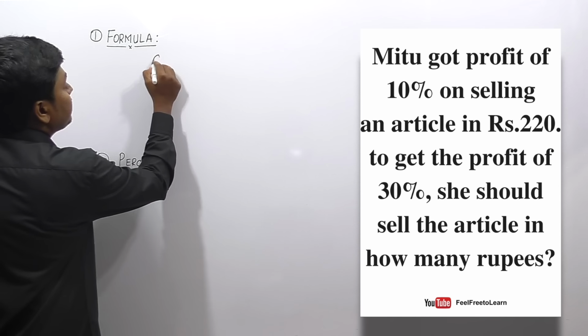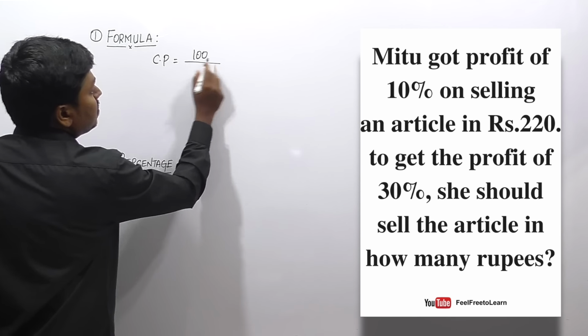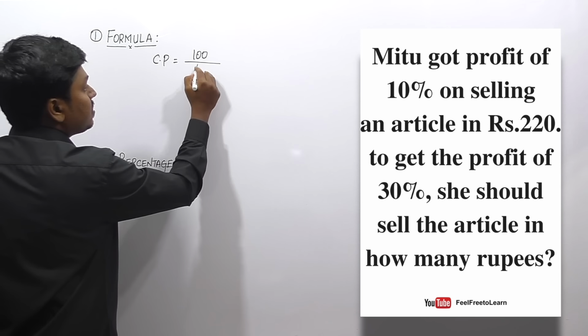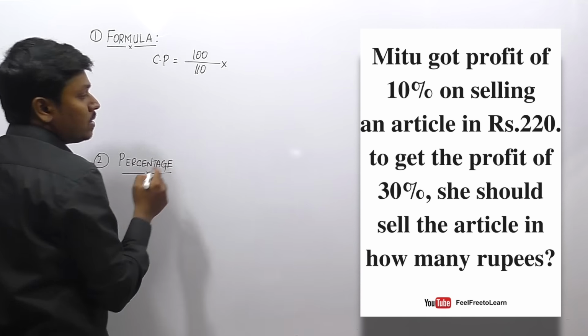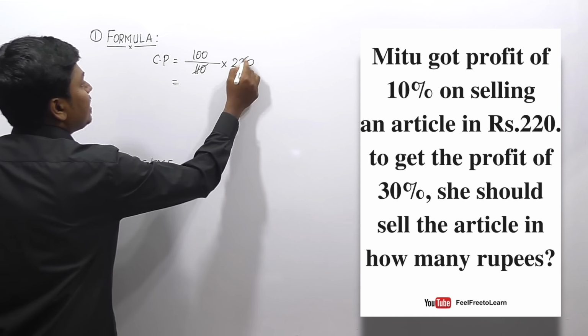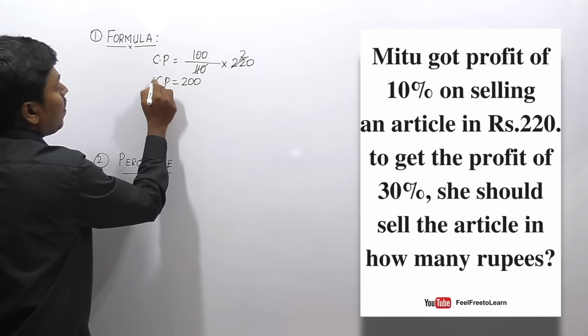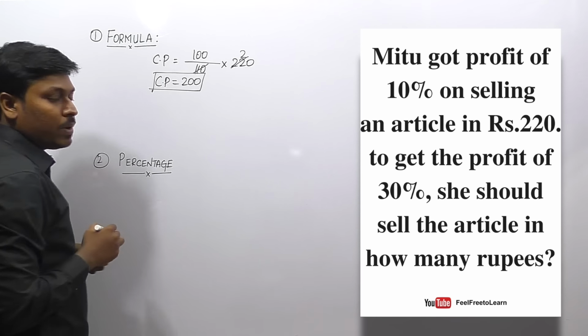So the cost price of the article is 100 divided by 100 plus profit. 100 plus profit, which is 10, can be taken as 110, into the selling price, which is 220. Finally, we can easily cancel 2 times. 100 into 2 will be 200. So we can say that the cost price of the article is 200.